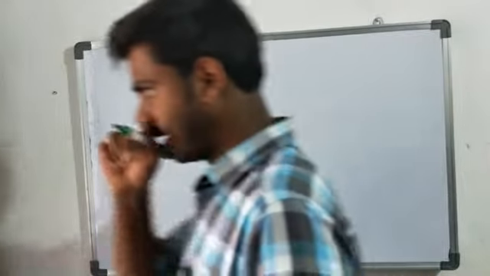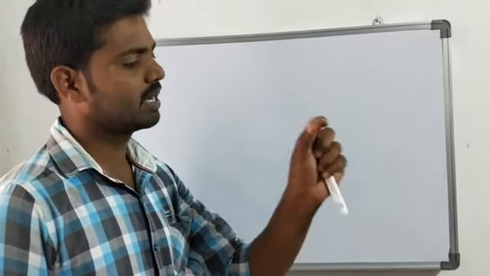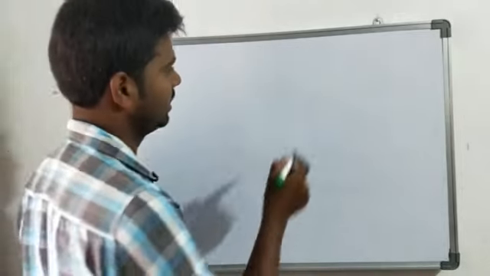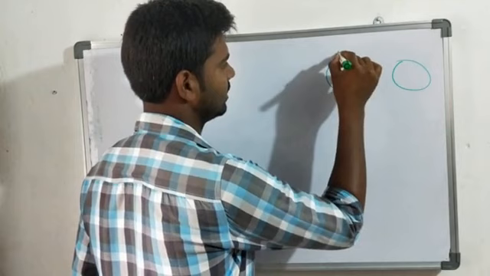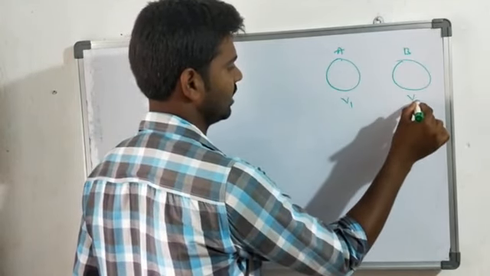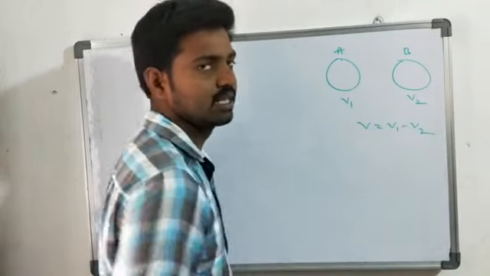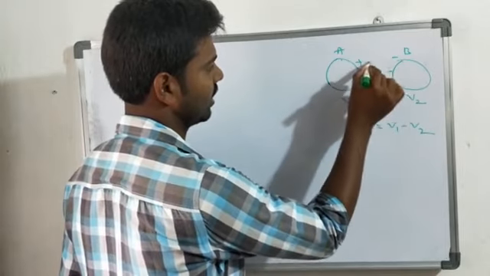So here in this video we'll discuss what the capacitance of a capacitor between two conductors is. This is one conductor, as I already told you, and this is another conductor. This is called conductor A and this is called conductor B. Their potentials are V1 and V2. The potential difference is V1 minus V2, and this is the positive conductor and this is the negative conductor.